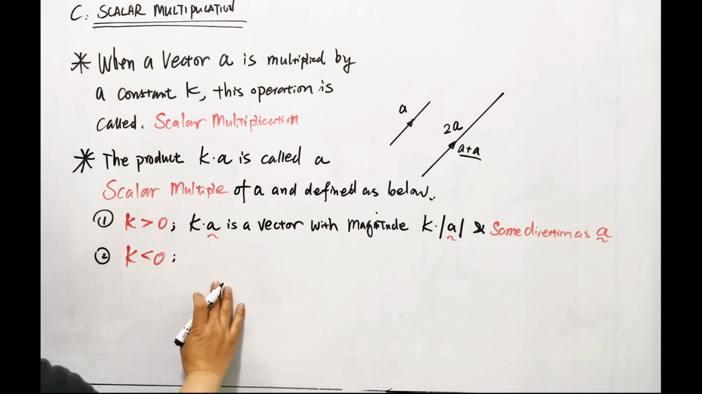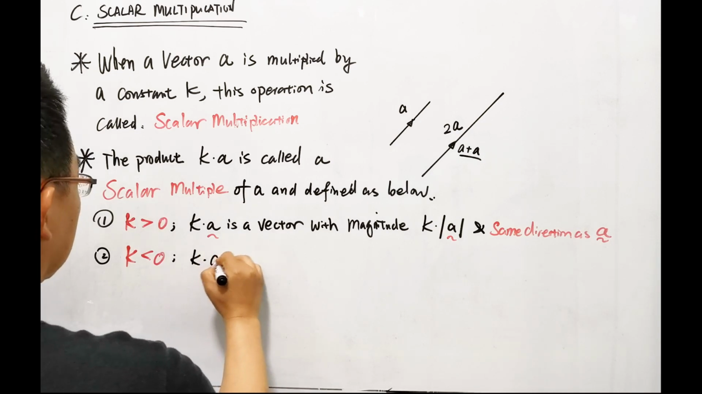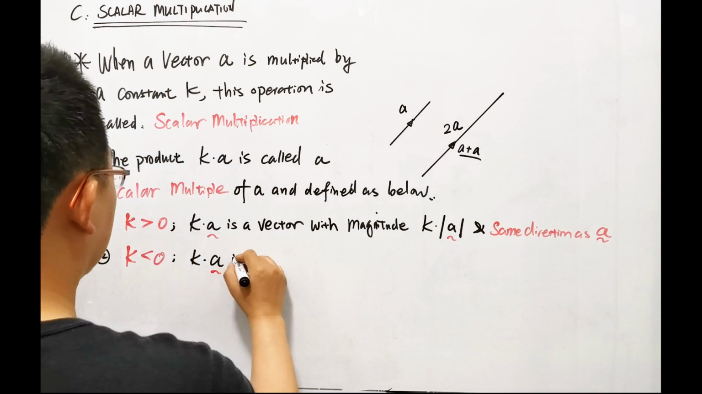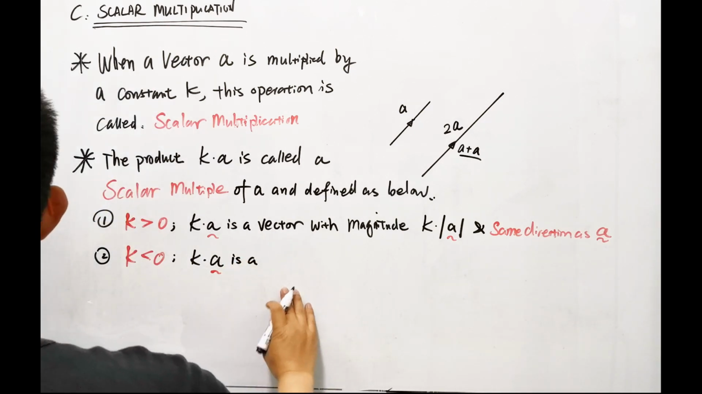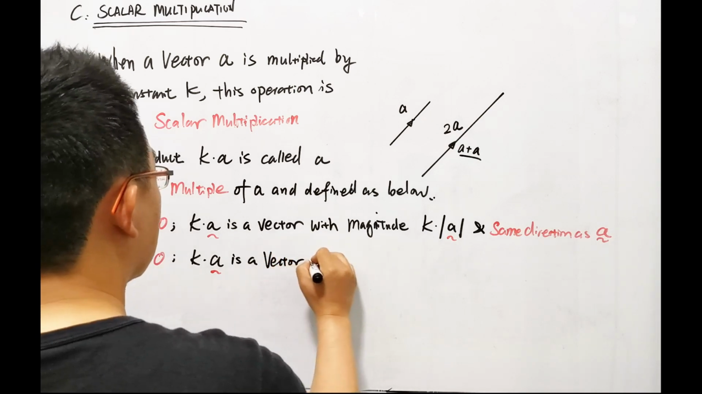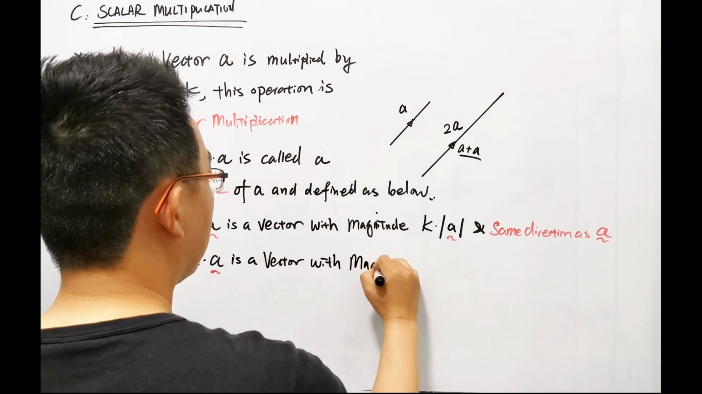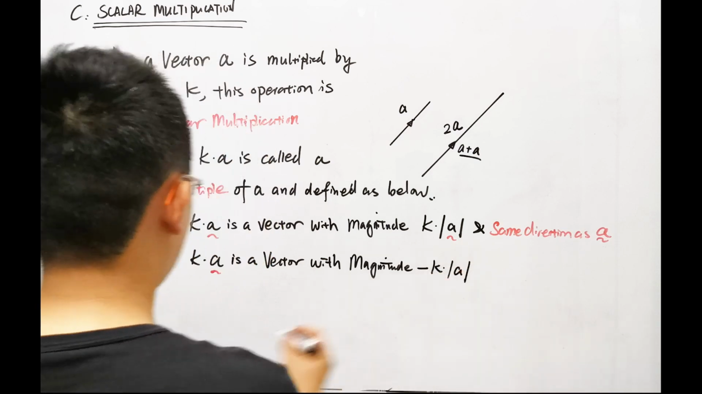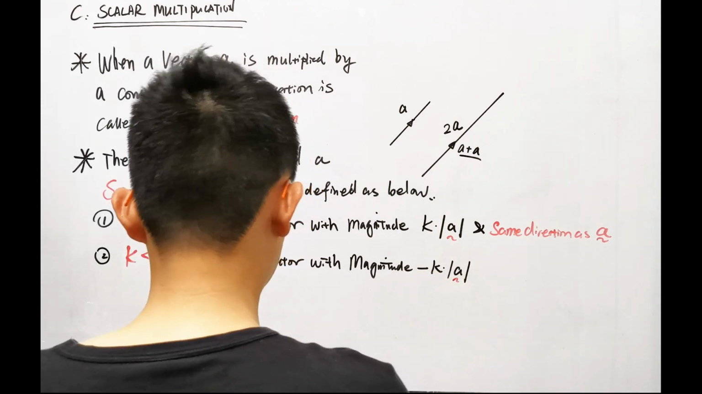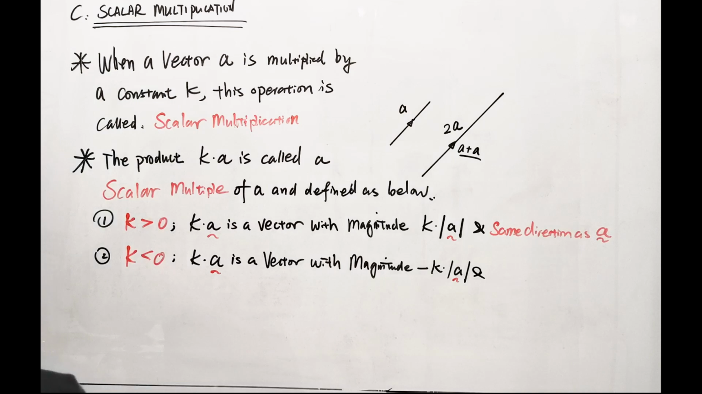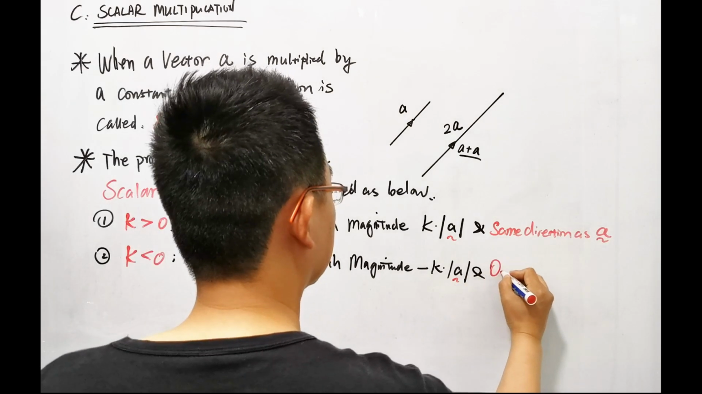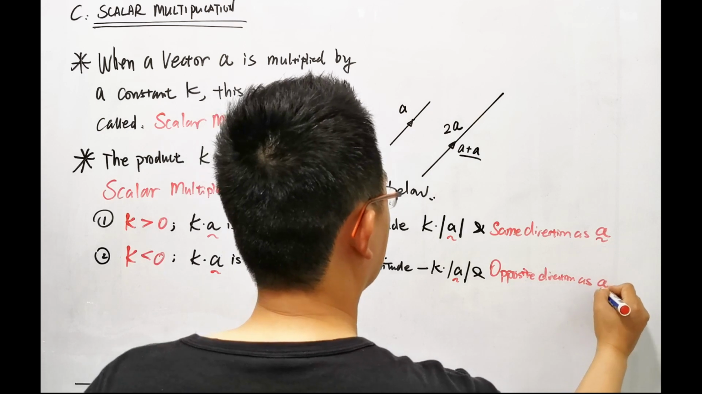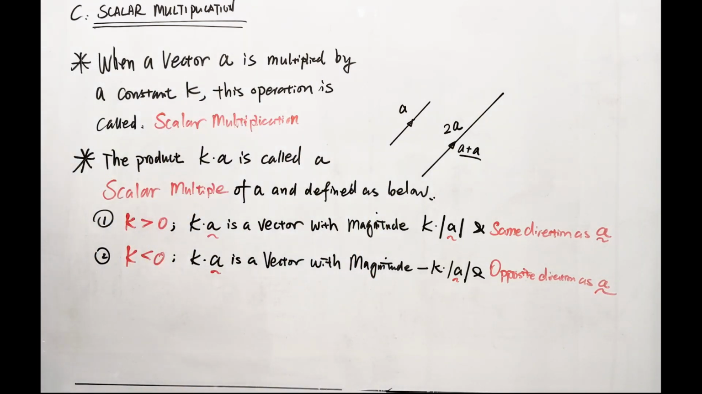Second one. For K less than 0, what do we get? K times A is a vector with magnitude minus K times the magnitude of A, and in the opposite direction of A. Okay?